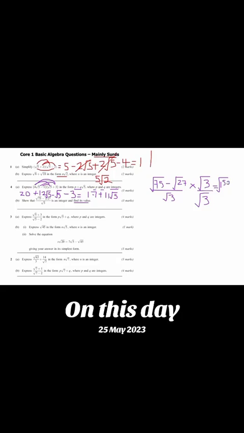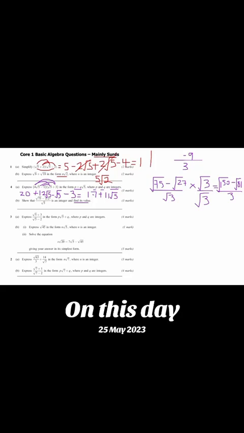Okay, and then root 27 times root 3 is going to be root 81, which simplifies to 9, because the square root of 81 gives us a whole number. Root 3 times root 3 just goes to 3. So I'm going to simplify this root 3 here. I've got something take away 9 all over 3, if that makes sense so far.